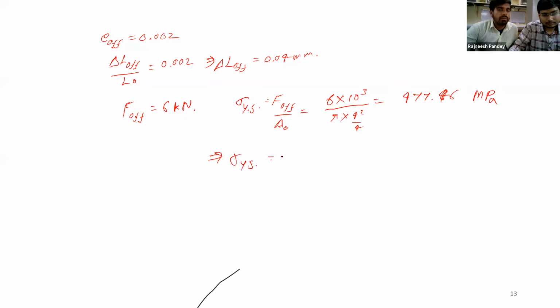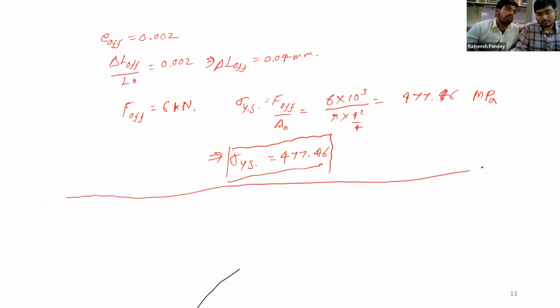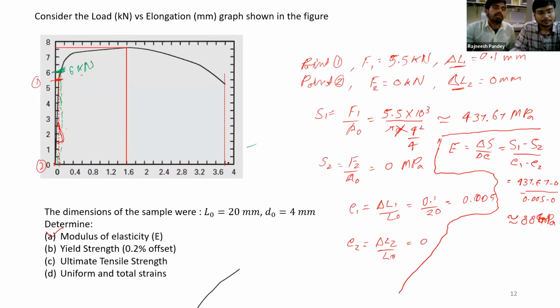So basically, this offset value we have calculated by the analytical method. The graphical method you can only use if you have an accurate scale onto which you can mark the 0.002 permanent strain, which is plastic strain. Then you can draw a line parallel to the elastic regime line, and wherever it intersects the original stress versus strain curve, you will get that point, which is called the offset yield point. Okay, so we have calculated this yield strength also.